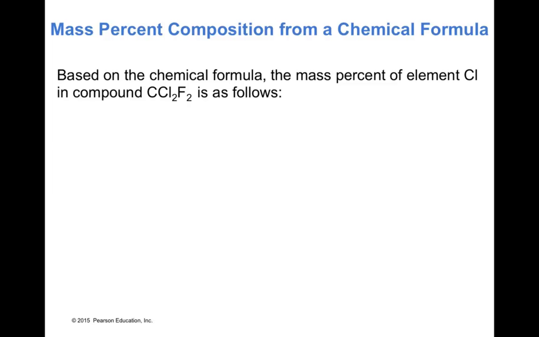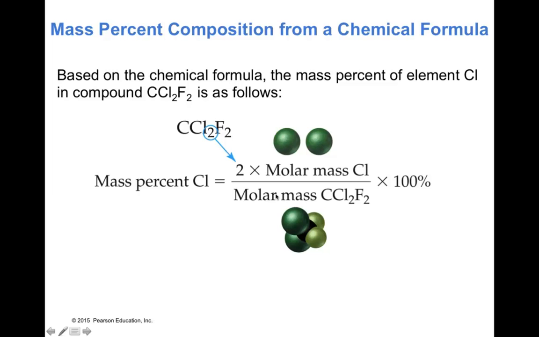So based on the chemical formula, the mass percent of the element chlorine in the compound CCl2F2 is as follows. The mass percent of Cl will be 2 times the molar mass of chlorine, because we have 2 moles of chlorine there, divided by the molar mass of the compound CCl2F2 times 100. Because we have 2 moles of that element, we need to multiply twice the molar mass of that element, and that will give us the mass of that element in this compound. And we then divide it by the molar mass of the whole compound times 100, and that will give us the mass percent for chlorine.